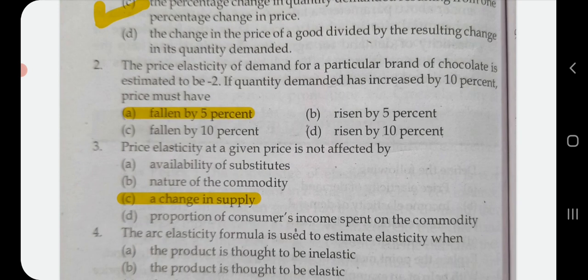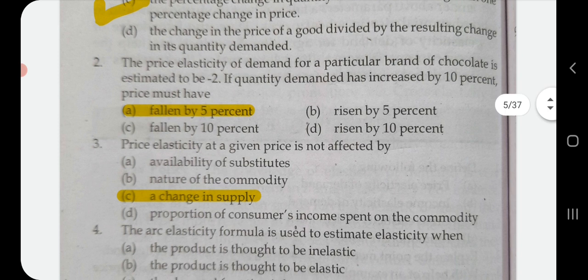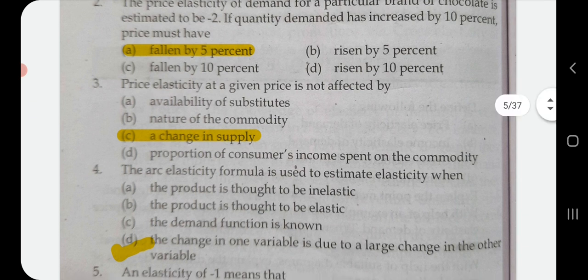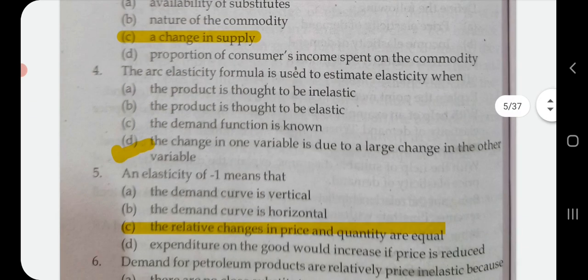Second question, the price elasticity of demand for a particular brand of chocolate is estimated to be -2. If quantity demanded has increased by 10%, price must have fallen by 5%, and the answer is fallen by 5%. Okay, third question, the price elasticity at given price is not affected by the change in supply.